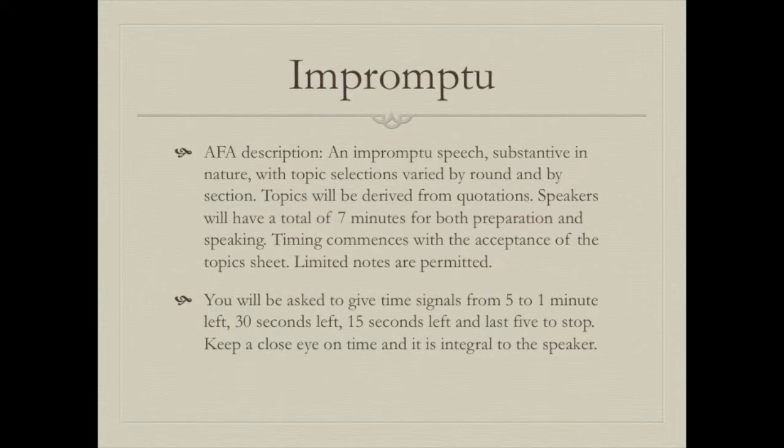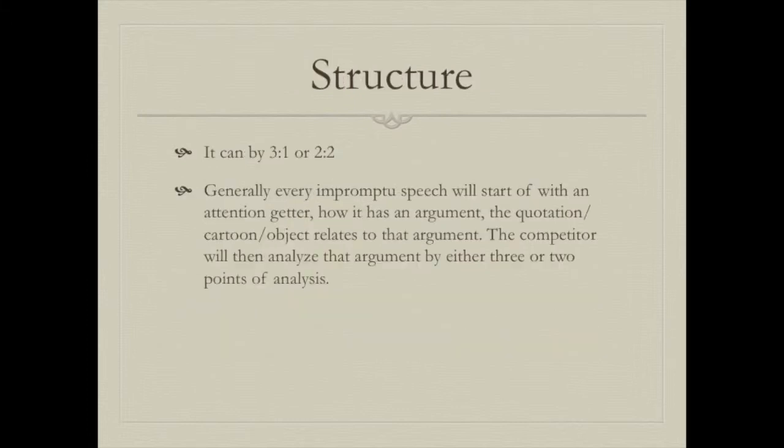Now, the structure of impromptu usually ends in a 3-1 or 2-by-2 structure. And what this means is that generally every impromptu speech will start off with an attention getter. That attention getter, that statement, that example has an argument that somehow relates to the quotation, cartoon, or the object. The competitor will then analyze the argument by either 3 or 2 points of analysis. This is completely up to the speaker. They can do it either way they want.